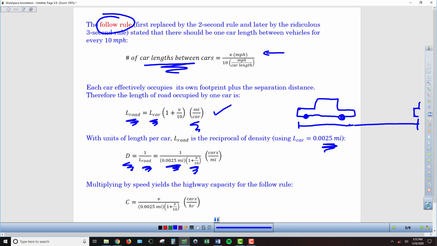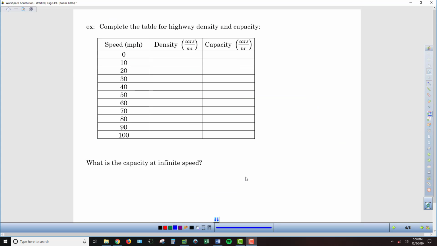So what we're arriving at here is an equation that connects the capacity, the number of cars that we can deliver past a particular point per hour, to the velocity of the cars, and we've got this estimate of the car length. So now we can calculate the capacity based on the speed of traffic as it's moving down the road. So let's see how increasing the speed at which the cars are traveling, following this follow rule, affects the density and ultimately the capacity, our ability to deliver cars per hour.